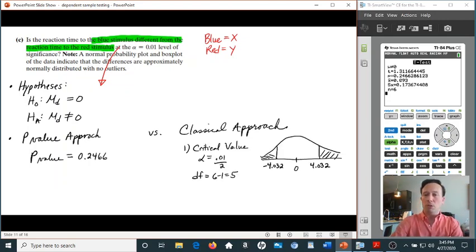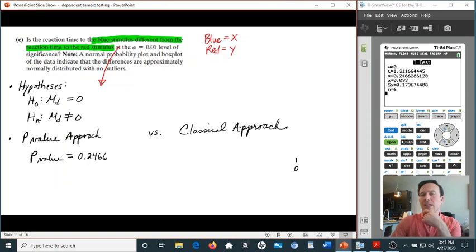Now, how about for the classical approach? Let's take a look at that. So remember, the classical approach, you have to set up a bell curve. You have to find a number in a table that sets up the regions that correspond to the null and the alternative hypotheses, right? And then you have to get a test statistic to see in what region it falls in, okay?